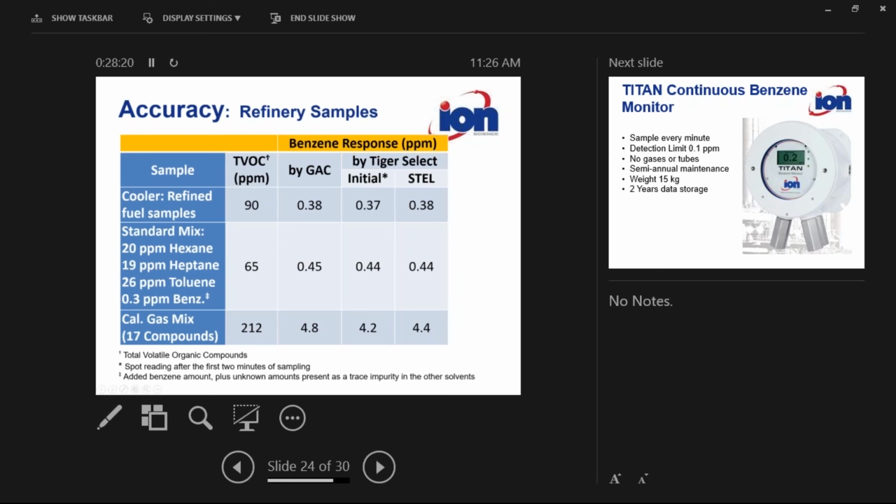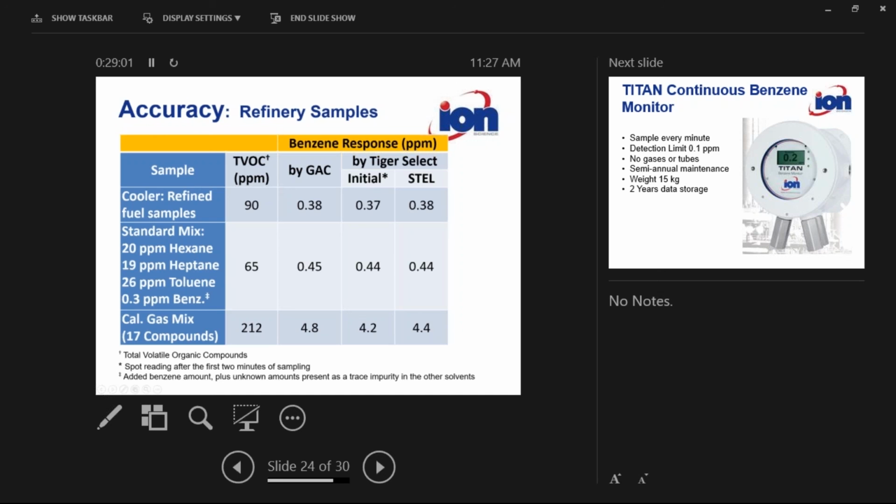We did the same kind of test on the standard mix that they prepared in the laboratory in the refinery of hexane, heptane, toluene, and benzene. In this mixture, we added 0.3 ppm benzene, and the readings came out 0.44. We're not sure why they don't quite agree, but we suspect there's maybe a slight impurity in the toluene or the other solvents. But in any case, the activated carbon and the Tiger Select gave the same results. So whatever is there, it's really there, and we're getting readings that agree with the laboratory techniques.